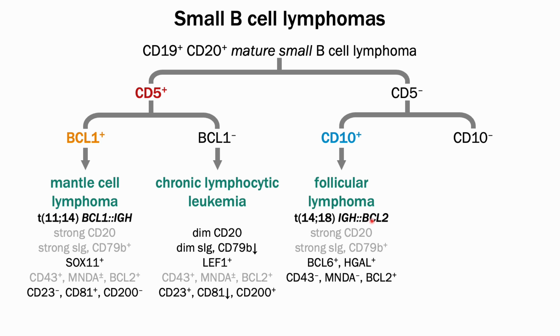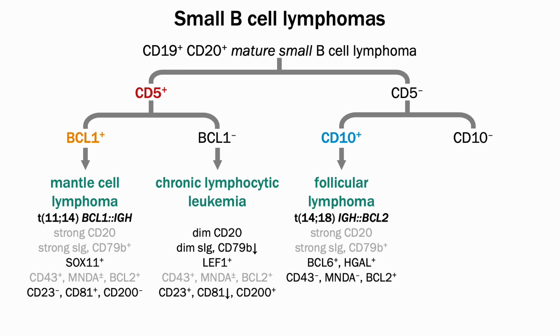BCL2 is an anti-apoptotic protein which keeps normal B cells alive when they're not stimulated by antigen. But in the germinal center, the B cells should be kept alive by antigen stimulation, not BCL2. So BCL2 should normally never be expressed alongside germinal center markers like CD10, BCL6, or HGAL. But BCL2 is not specific for follicular lymphoma. It's usually expressed in all of the small B-cell lymphomas as well. And unlike the other small B-cell lymphomas, follicular lymphoma almost always lacks CD43 and MNDA.